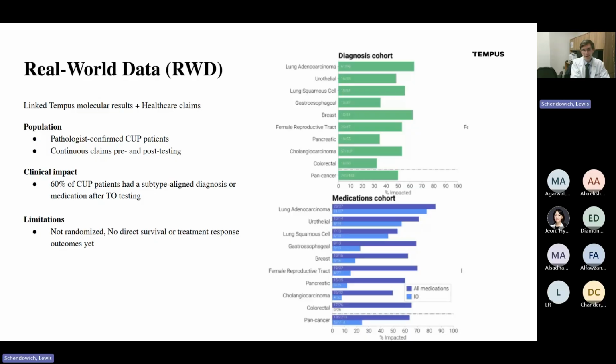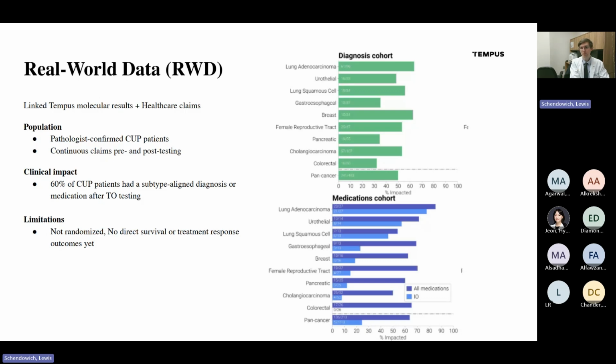The limitations were that this is not a randomized prospective trial. This is all just insurance claims. There's no direct survival or treatment response outcomes that have been reported. I don't think they're going to be able to get it either from just the healthcare claims alone. It'd be something very difficult to randomize.